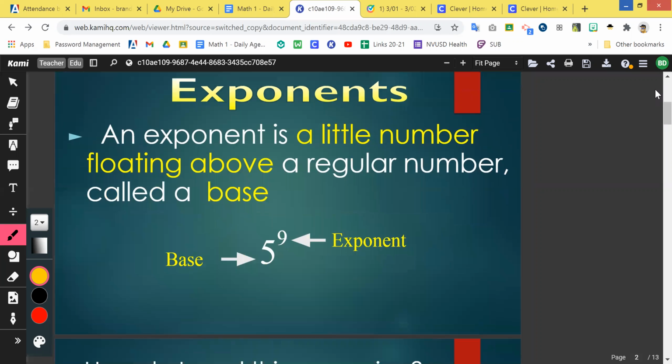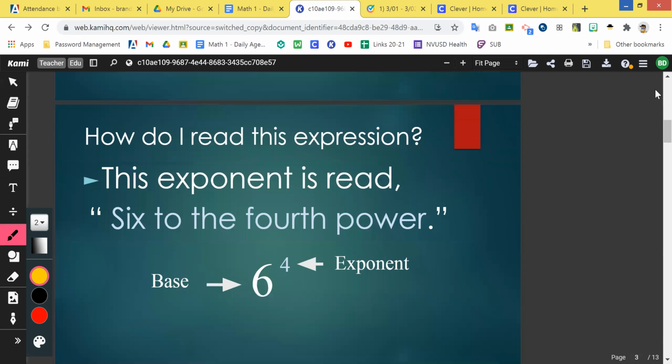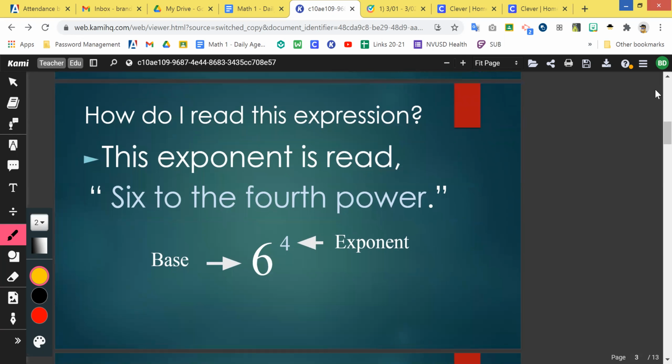So when you're looking at exponents, the way we read them is a little bit different. For example, you have here a base of 6 and an exponent of 4. So you would call this 6 to the 4th power or 6 to the 4th. We don't say things like 6, 4 because that's more of like someone's height, but 6 to the 4th is what we would say here.